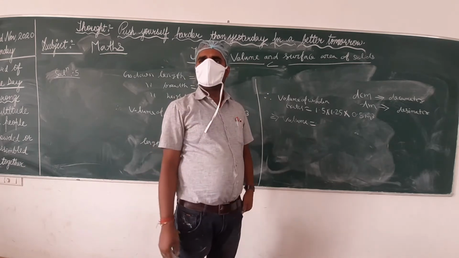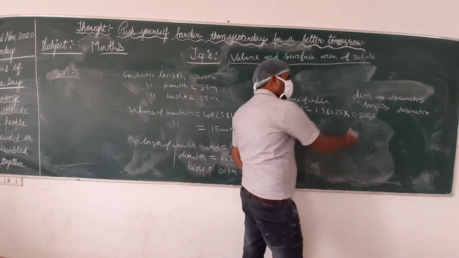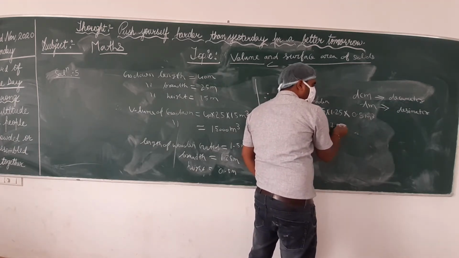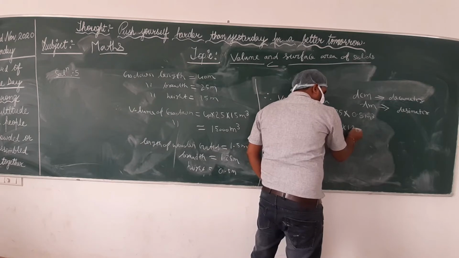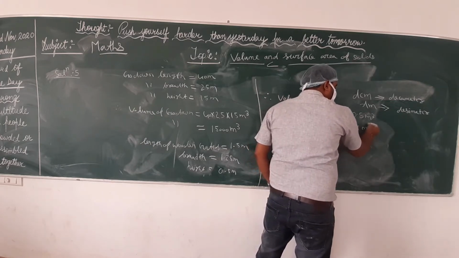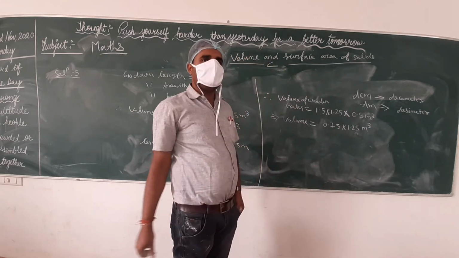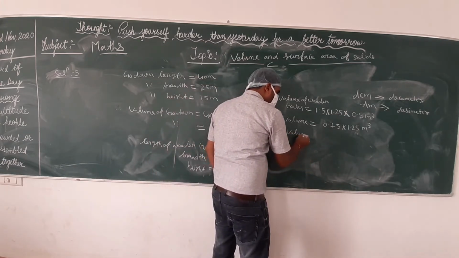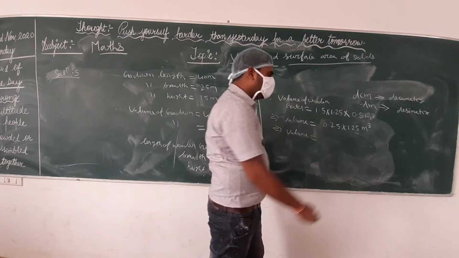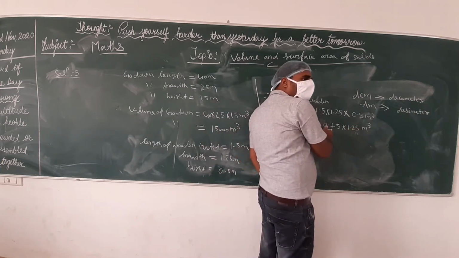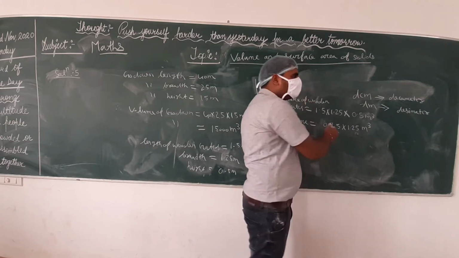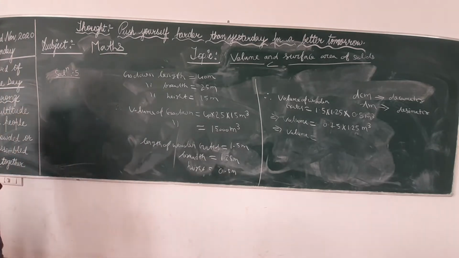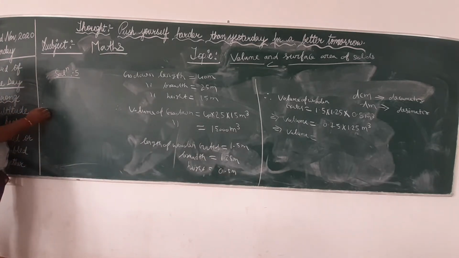15 into 5 is 75. This will be 0.75 multiplied by 1.25 meter cube. Clear? Anyone have any problem? This implies that the volume equals 1.25 multiplied by 0.75. You have to calculate this value.